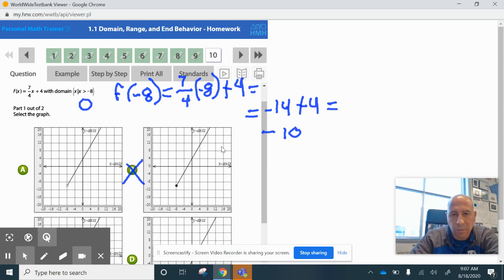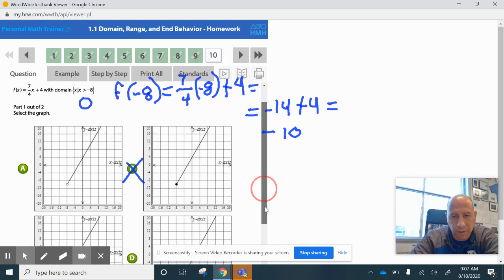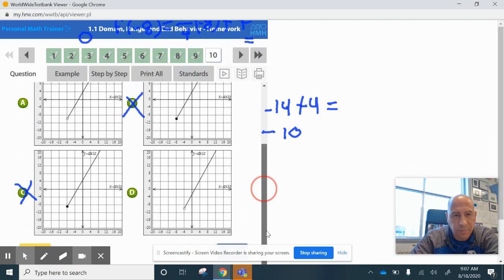Now we know that we're starting at -10, so that looks like that could be okay. Let's look at the other answer choice. But here this is starting at -4, but we know it starts at -8. So the answer is A, because it starts at -8 on the x and it starts at -10 on the range. Okay, let's check the answer.